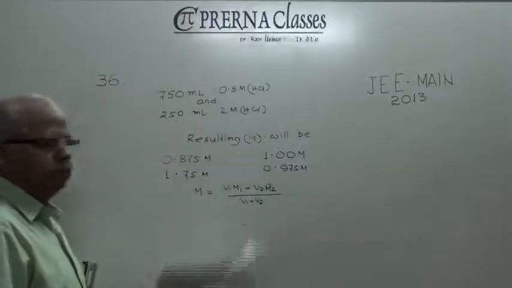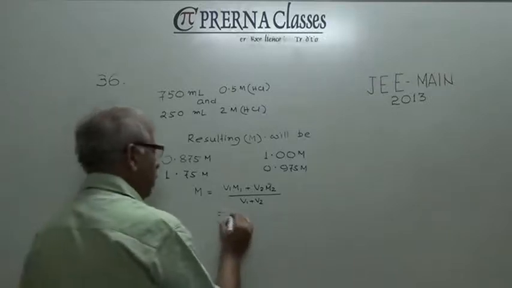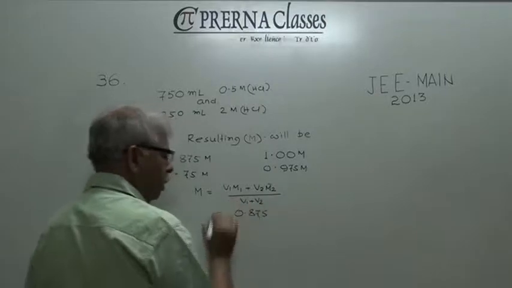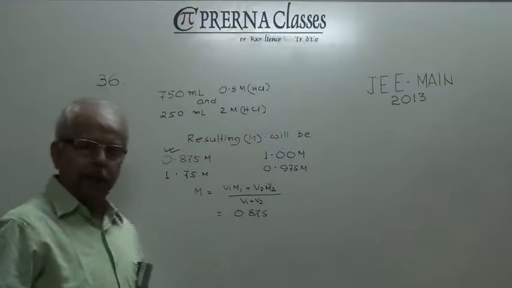And when you put in this equation, you will find your answer will be 0.875 and hence option 1 is the correct option.